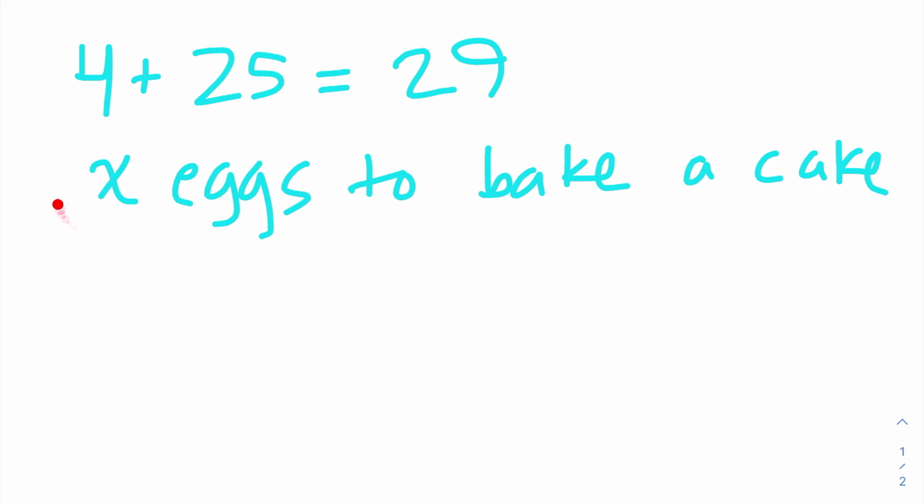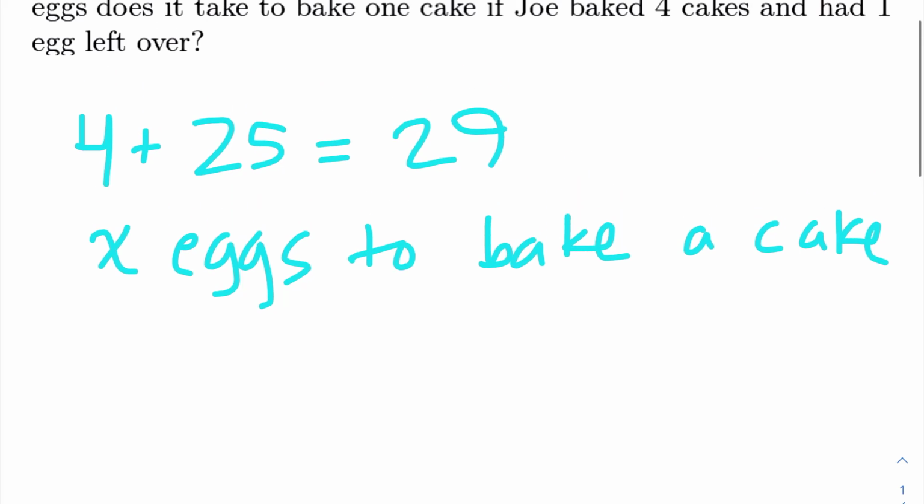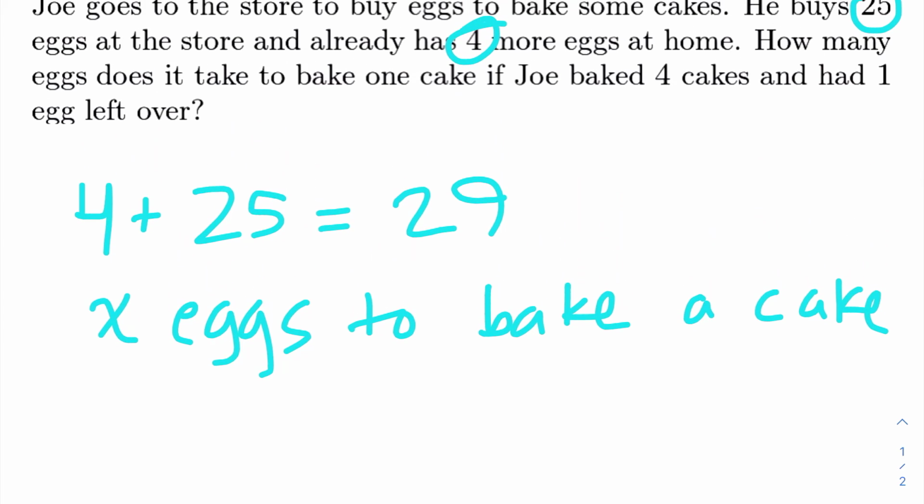It's hiding itself. You could also think of it as a box. In this case, you could think of it as a box with a whole bunch of eggs inside, but we don't know exactly how many eggs are inside of it. That's basically what a variable is. So we're saying it takes X eggs to bake a cake.